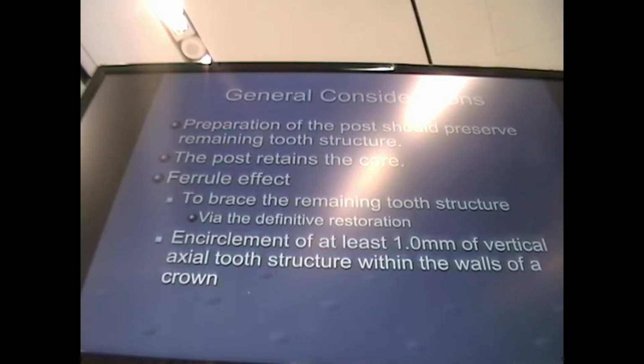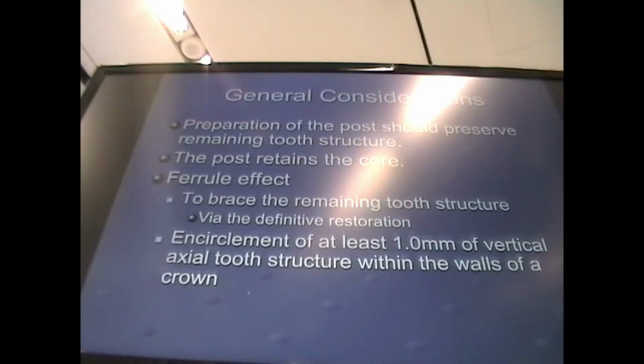The ferrule effect. Alright. Ferrule tends to refer to a barrel. Now, barrels have bands around, if you picture a wine barrel, whiskey barrel, it's wooden. There's a metal band that goes around the outside that holds the barrel together. This is called the ferrule effect. In dentistry and in crown and bridge, we utilize the ferrule effect as well. All right? Encirclement of at least 1 millimeter of a vertical axial tooth structure within the walls of the crown.